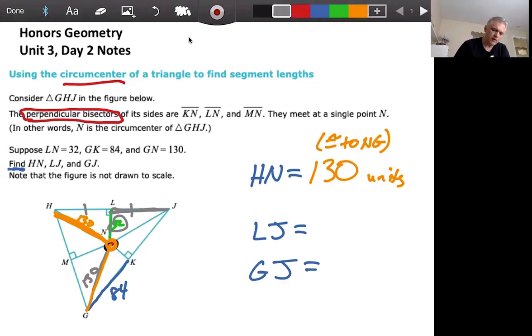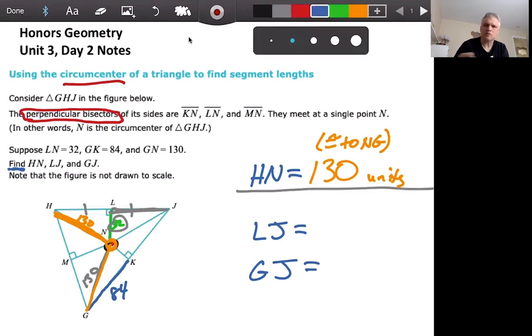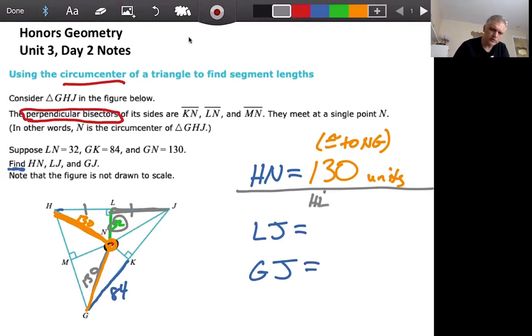So if I want to find LH, I'll even keep it as LH when I do the equation. You can use A squared, B squared, C squared, whatever you want there. Just remember, LH is a leg. How do I know it's a leg? Because it's one of the two sides that makes the 90-degree angle. 130 is the hypotenuse of triangle HLN. So for my Pythagorean theorem, I would write HL squared, put parentheses around it, plus the other leg squared, 32 squared, equals 130 squared.